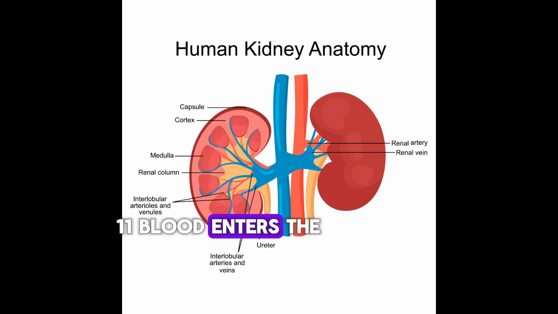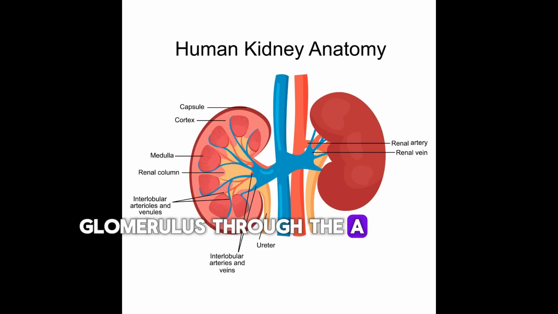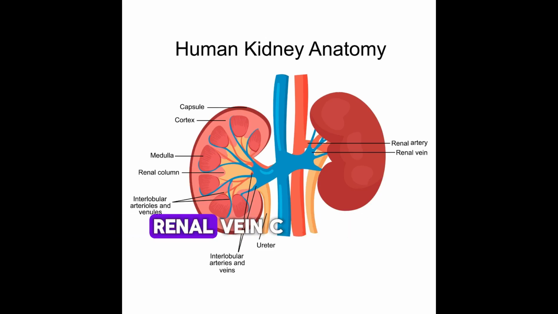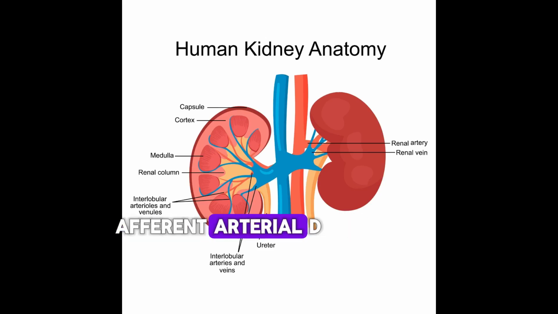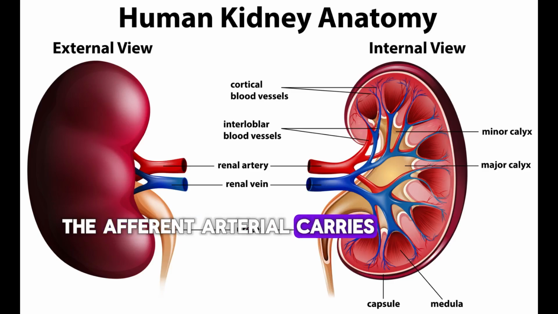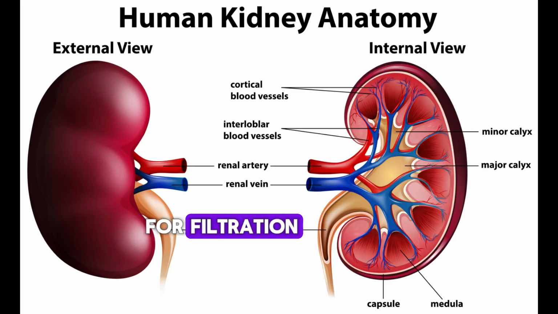11. Blood enters the glomerulus through the A. Efferent arteriole. B. Renal vein. C. Afferent arteriole. D. Vena cava. Answer C. Afferent arteriole. The afferent arteriole carries blood into the glomerulus for filtration.